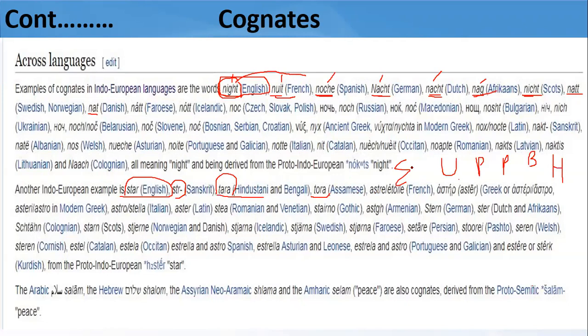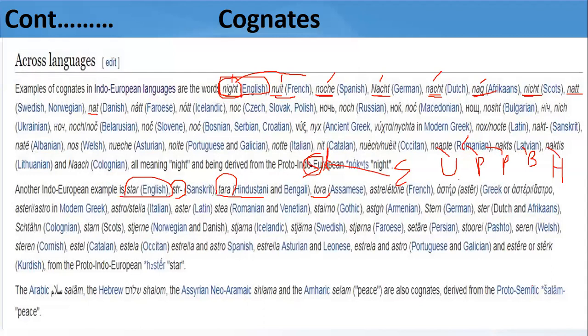If you look at all these languages and we look for the word star. In the English language, we have got star. In the Pashto language, we have got the word stori. I hope the word is familiar to all of you. Fine. Now, the cognate of the English word star in the Pashto language is stori. Its cognate in Urdu is tara. Its cognate in Punjabi is sitara. Its cognate in Bengali is again tara. Its cognate in Hindi is also tara.